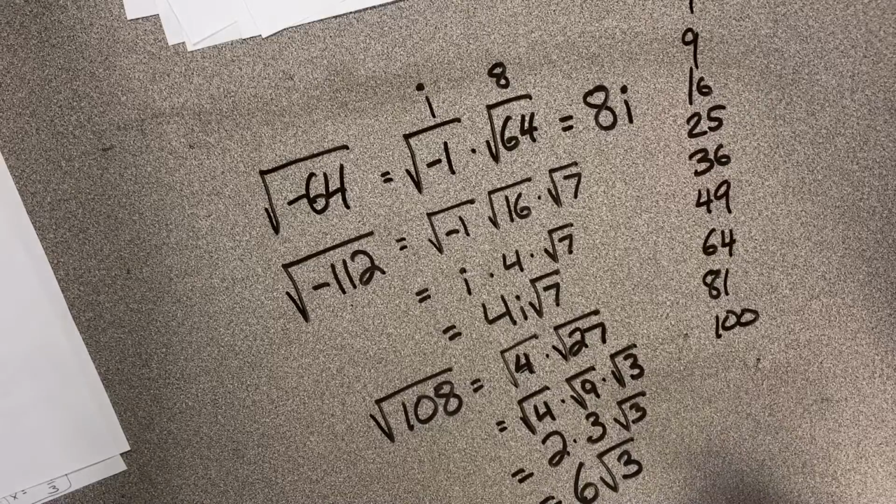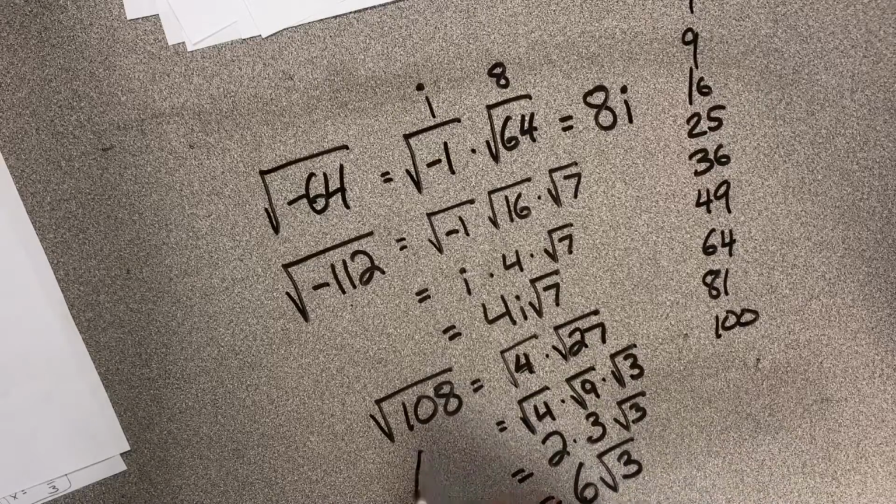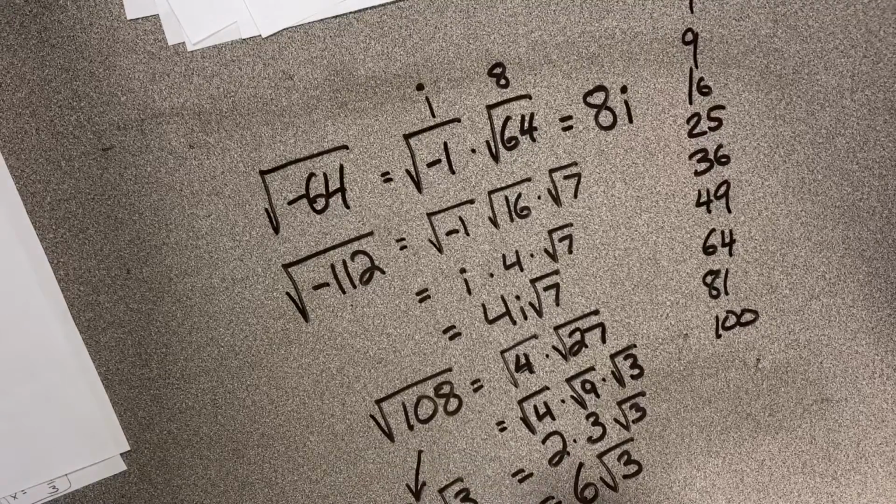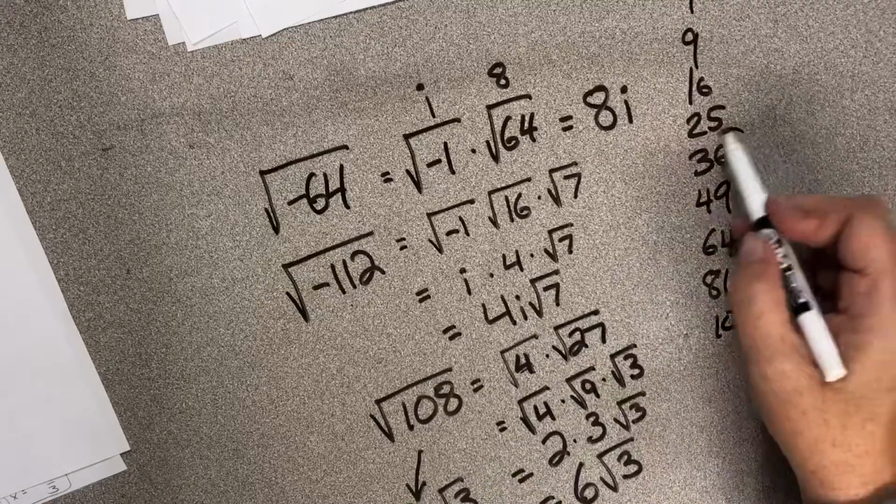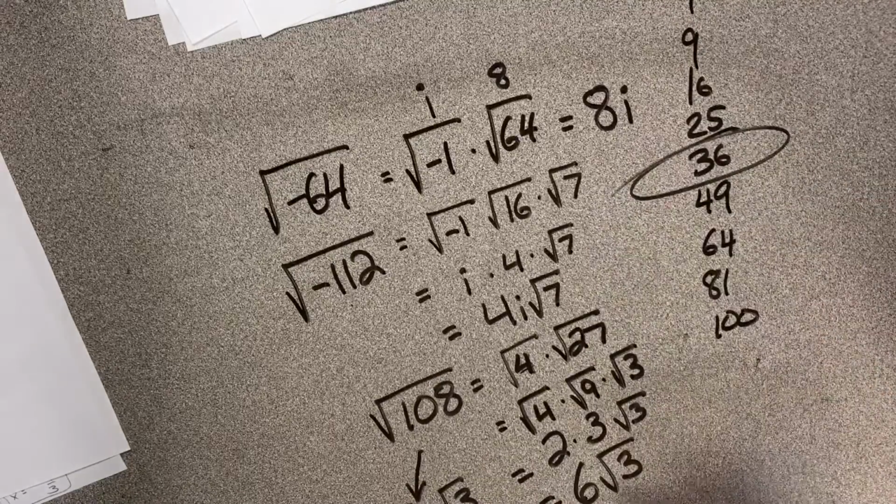You know what that tells me? That I also could have done square root of 36 times square root of 3. That would get me 6 square root of 3. That would have been another way to do it if I had realized that 36 was a factor of 108.